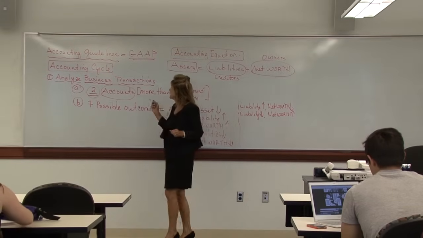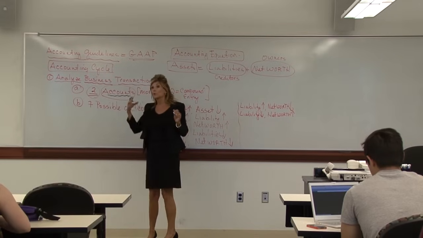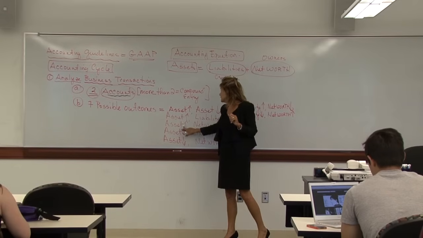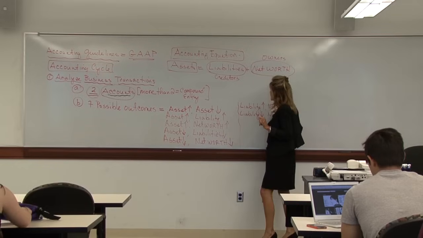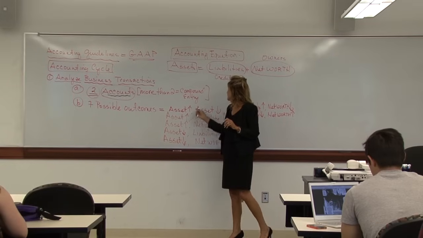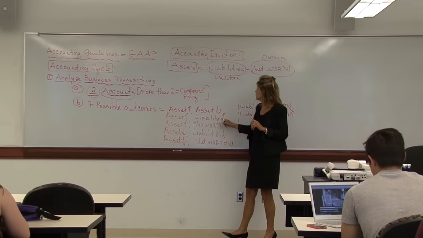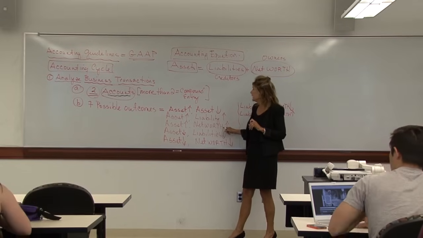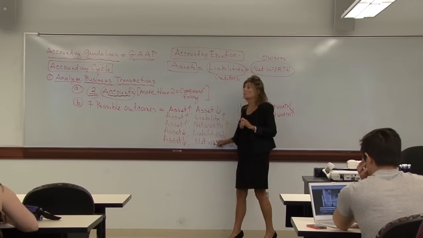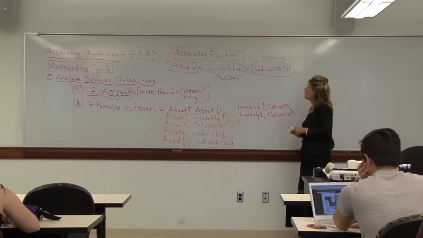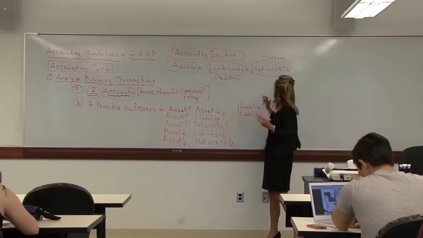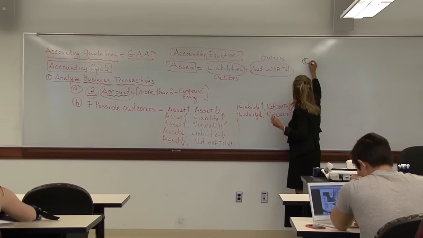All right, so we have to identify the two accounts. Could be two assets, could be an asset and a liability, could be an asset and net worth, or could it be a liability and a net worth? Okay. If an asset goes up, either another asset has to go down or a liability or a net worth has to go up. If an asset goes down, either a liability has to go down or a net worth has to go down.